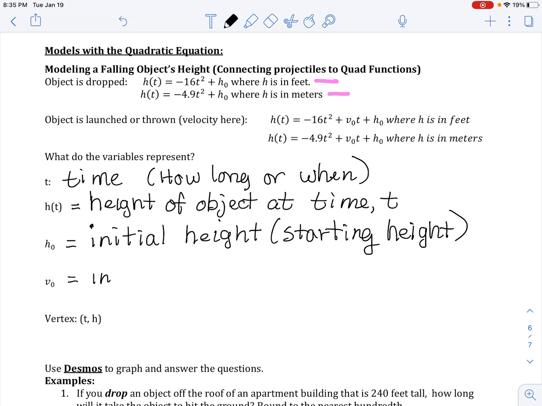Okay, V sub 0. V sub 0 is the initial velocity. What is velocity? You could think of velocity as like that extra push you give something when you throw it. So in other words, you could just have something in your hand, put your hand out the window, let go, and the object drops. You are not giving it any extra oomph or push. Or you could open your window, stick your hand out the window, and throw something. You're giving that object velocity.